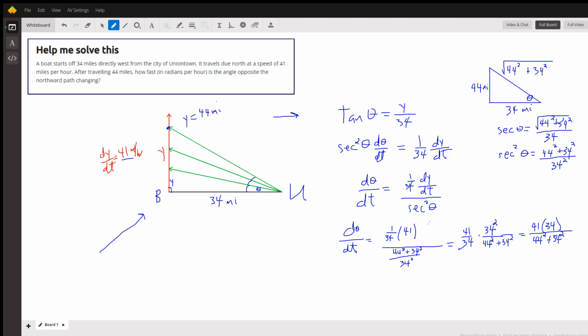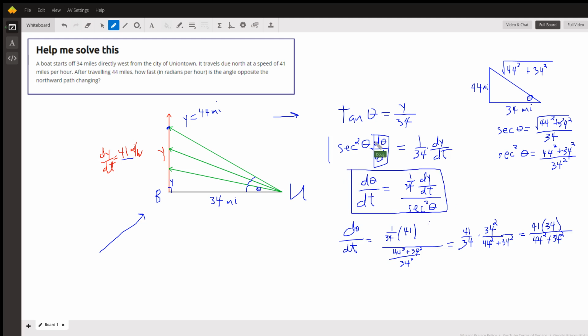And now we're going to take the derivative of both sides with respect to t. So the derivative of tangent theta is secant squared theta. Apply the chain rule because we're taking the derivative with respect to t. So times d theta dt. Over here, the derivative of y with respect to t is 1/34 times the derivative of y with respect to t. Okay, so there's our relationship. We can go ahead and solve for d theta dt by dividing both sides by secant squared theta. So here's our relationship right here.